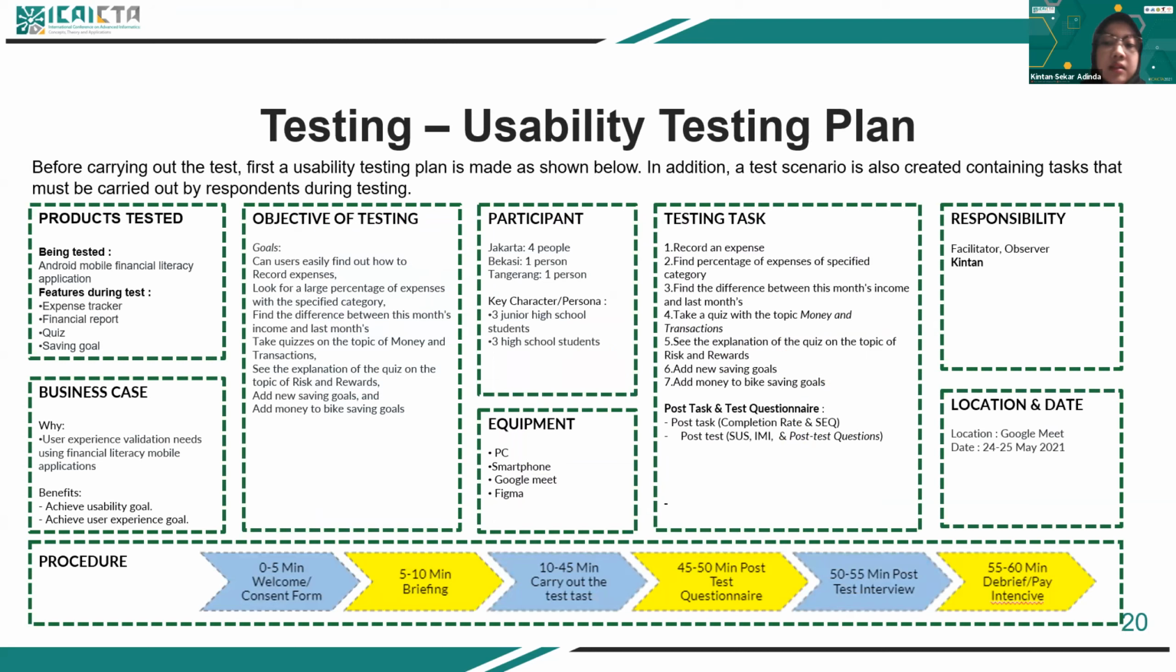The prototype testing for low fidelity was carried out on 7 people, consisting of 3 junior high school and 4 senior high school students. We use completion rate, SEQ, and SUS as assessment methods. While in the high fidelity prototype, we also include IMI, to measure the user experience of motivating.